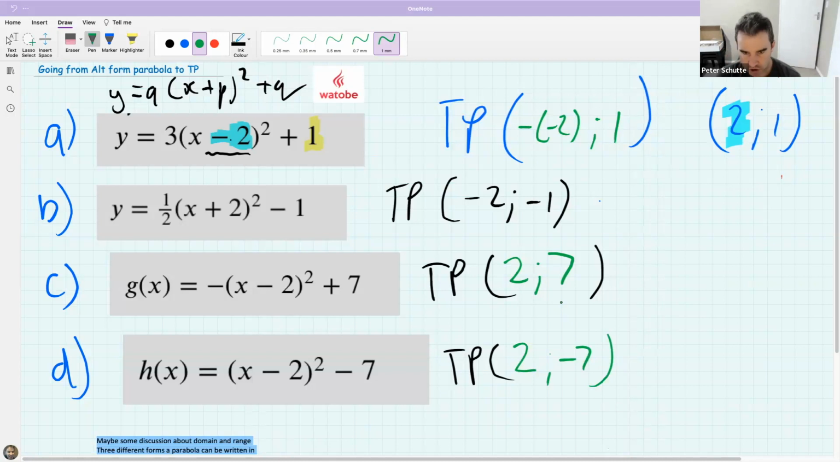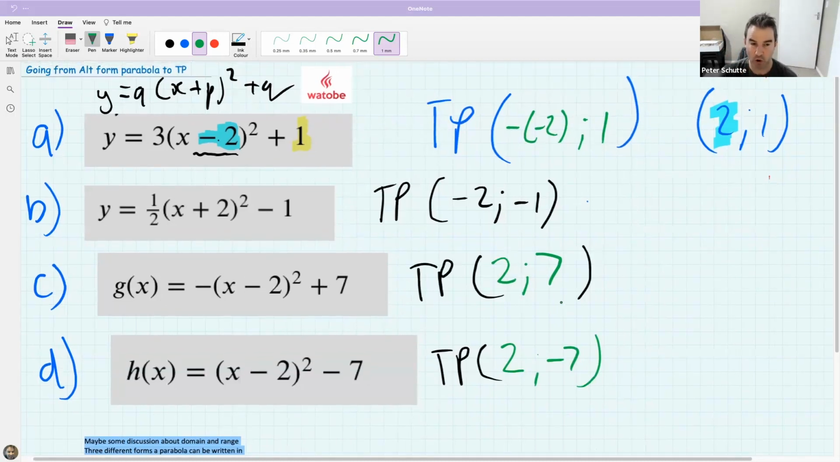Okay, so why did I want to show you this? I wanted you to know that if they give you the graph in turning point form, it's actually a lovely gift because it saves you working out steps 4 and 5 the long way. So if they give you the turning point form, you can smile because it saved you some work.